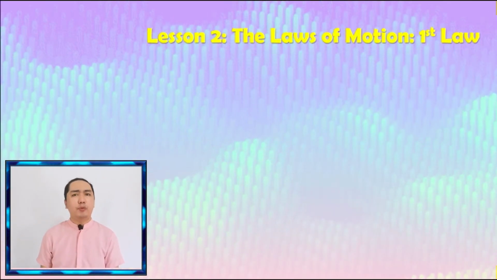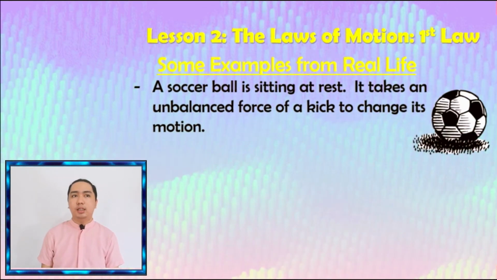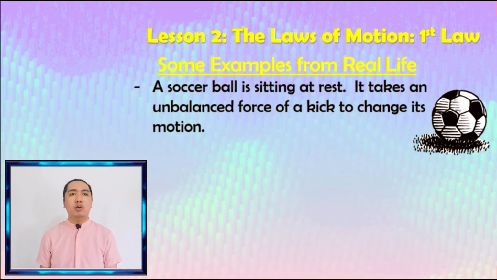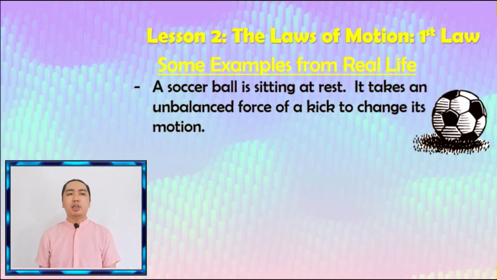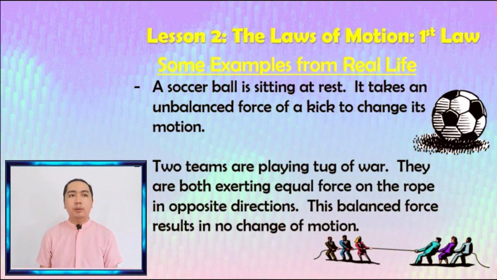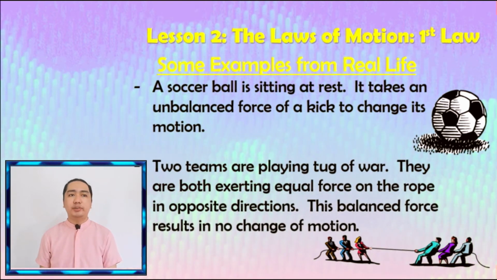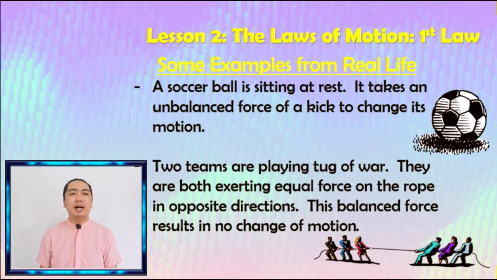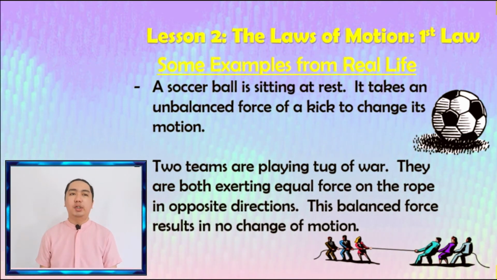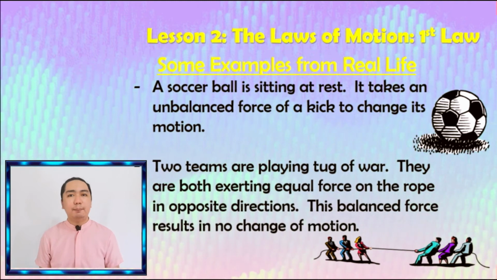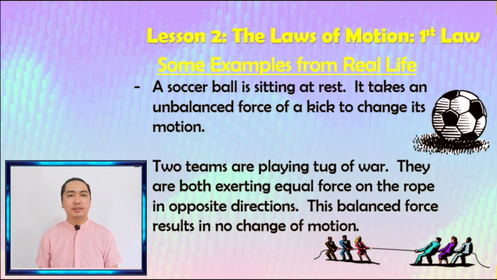Some examples from real life. A soccer ball is sitting at rest. It takes an unbalanced force of a kick to change its motion. Two teams are playing tug of war. They are both exerting equal force on the rope in opposite directions. This balanced force results in no change of motion. Those are the two examples of unbalanced force and balanced force.